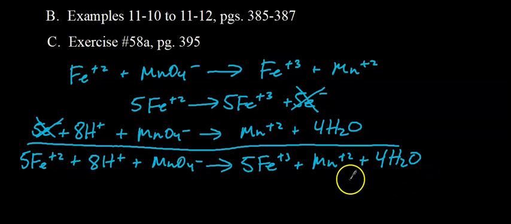All right, so let's next take a look at the exercise number 58 on page 395. So again, we're given the unbalanced net ionic equation. Don't worry about the H plus and the H2O. You can ignore those. We'll take care of H plus when we balance. We'll take care of H2O when we balance.